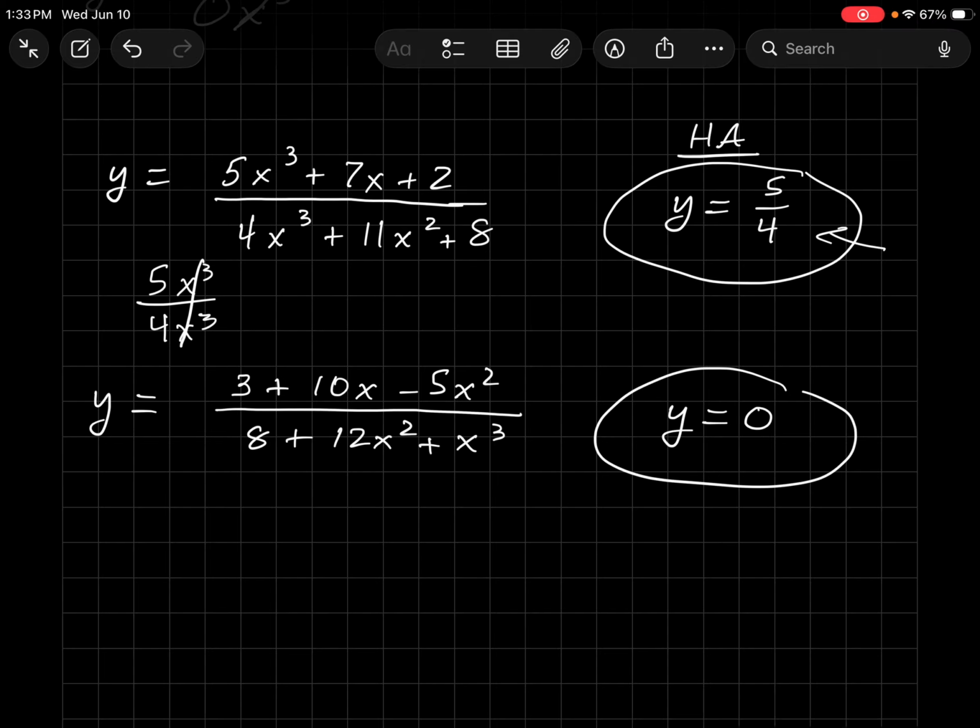Or if I take the highest power on the bottom, which is an x cubed, and imagine that the highest power in the top is also an x cubed, but there are 0 of them, and simplifying, we get 0. That is, the horizontal asymptote is y equals 0.